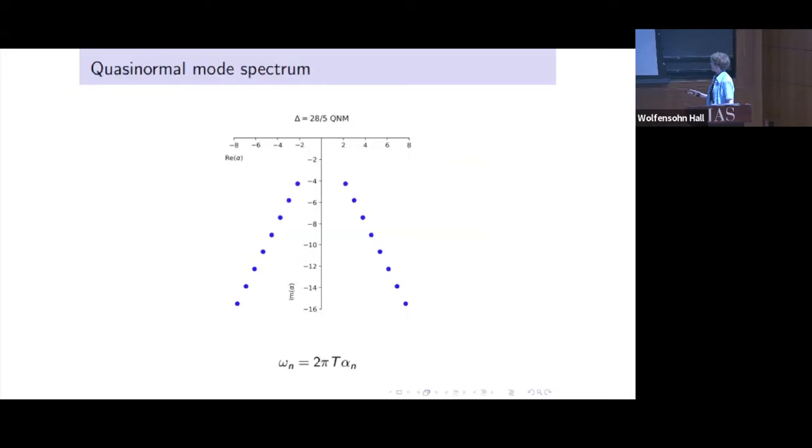And here's an example of the quasi-normal mode spectrum for one of the gravity modes that we computed. So in summary, these omegas are something you really can compute, and they amount to a prediction for the quantum system describing this black hole. Thanks.